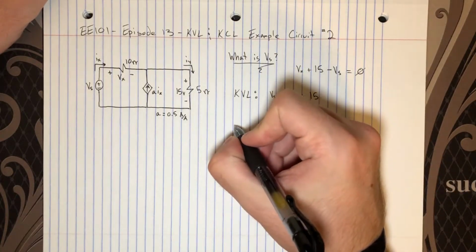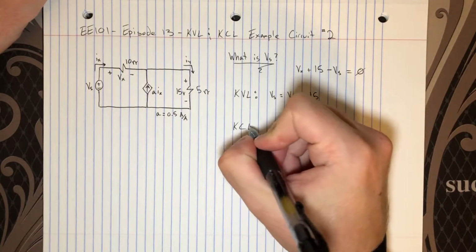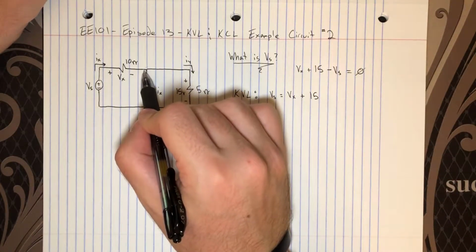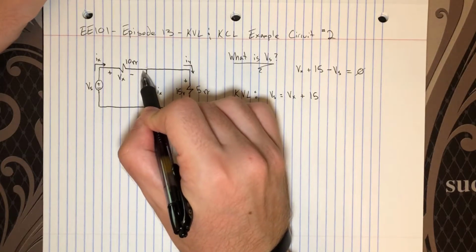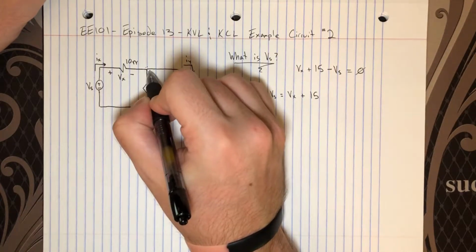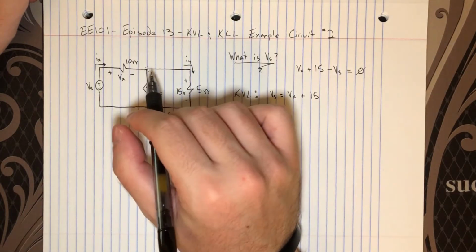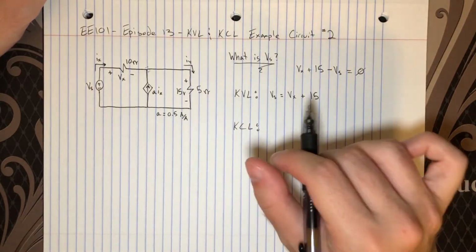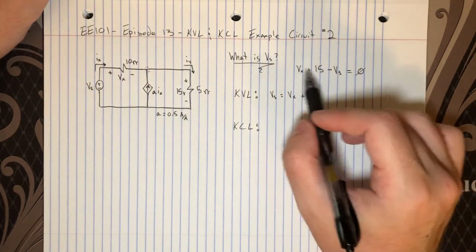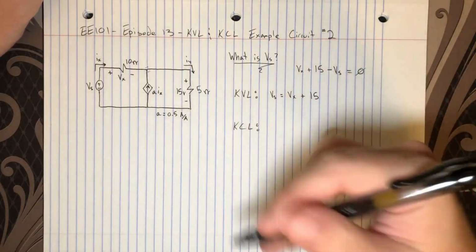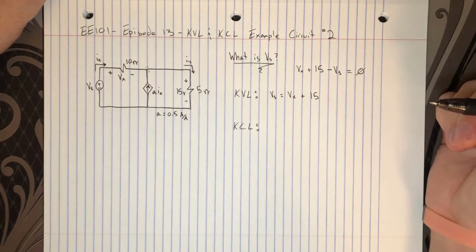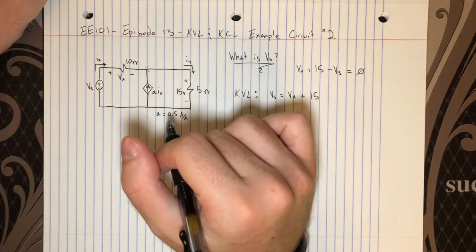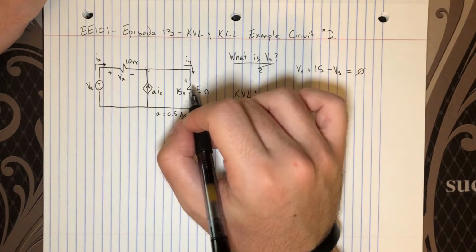I'm going to write an expression for KCL, and I'm going to look at this node right here that I'm circling with this dotted line. And remember, KCL says that the sum of the currents entering a node is 0. Or equivalently, you could say the sum of the currents leaving a node is 0. And when it comes to the pluses and minuses, just like with the voltage, you have to assign your own convention or reference polarity. So I'm going to say that any current entering this node is positive, and any current leaving the node is negative.